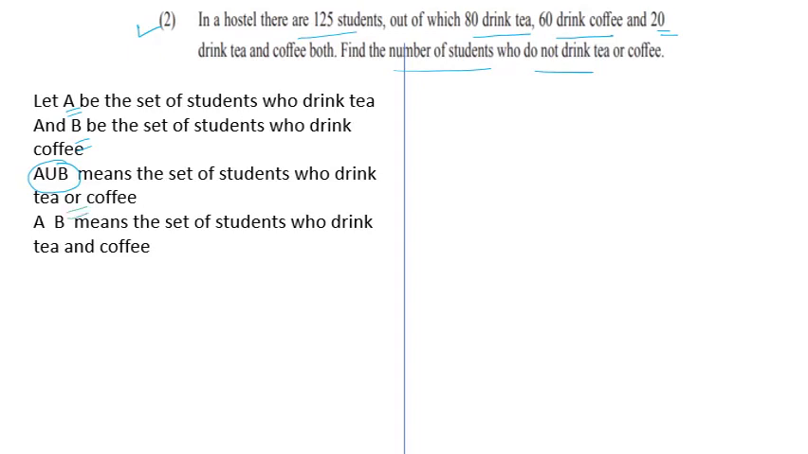To solve this example, we have to consider two sets A and B. Let A be the set of students who drink tea, and B be the set of students who drink coffee. Then A union B means the set of students who drink tea or coffee. See, the word or is important here. This A union B is a set of students who drink any one, tea or coffee. And A intersection B means the set of students who drink tea and coffee both.